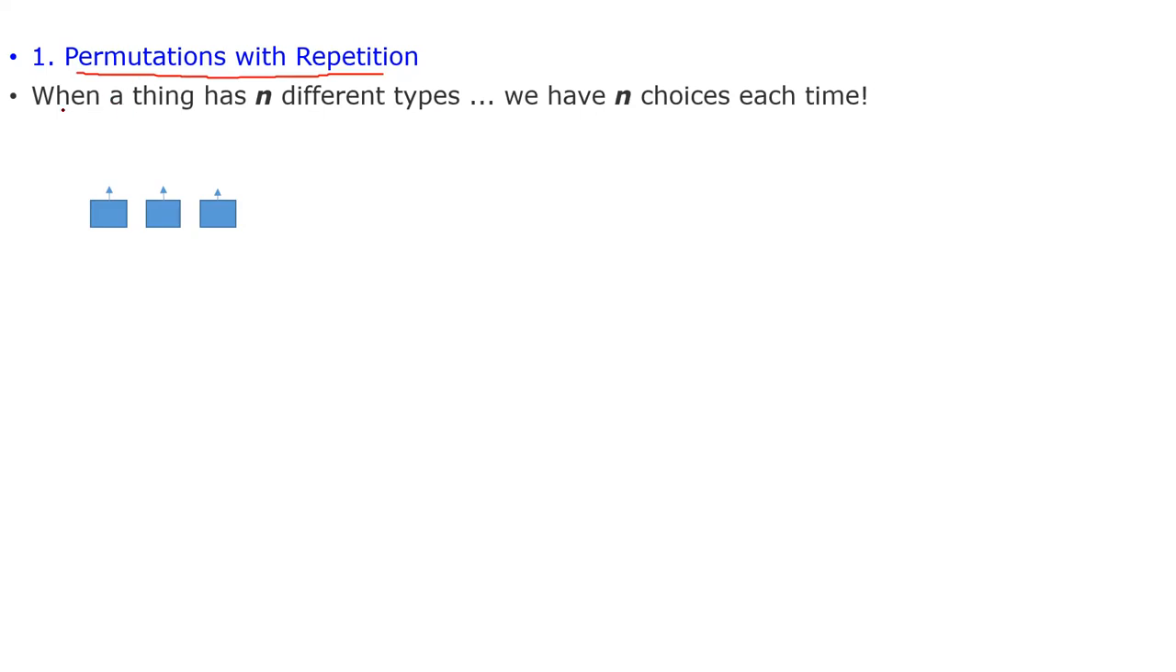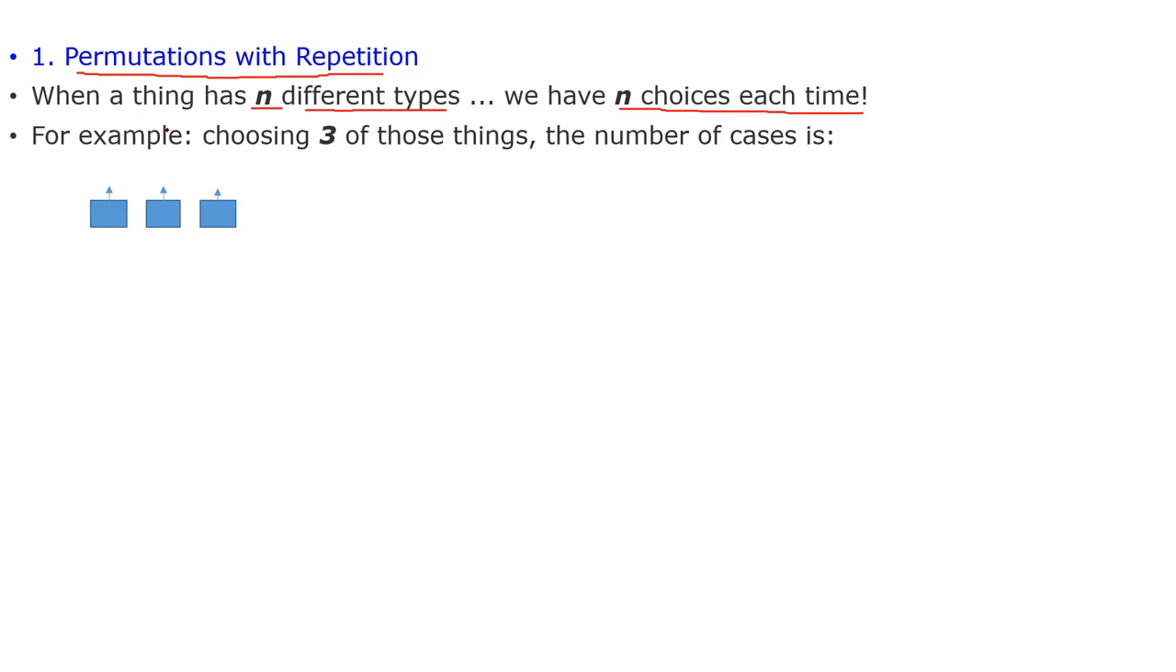Okay. So when a thing has n different types, we have n choices each time. For example, choosing three of these things. إذا بناخد ثلاثة of these things. What is the number of cases in this case?